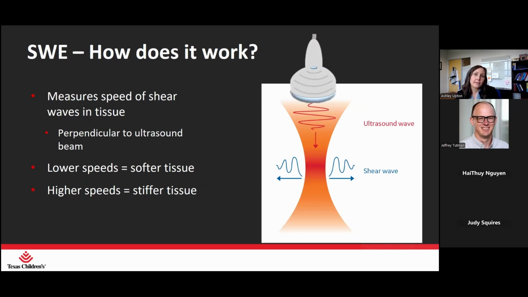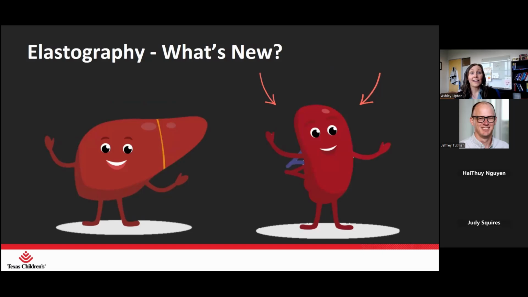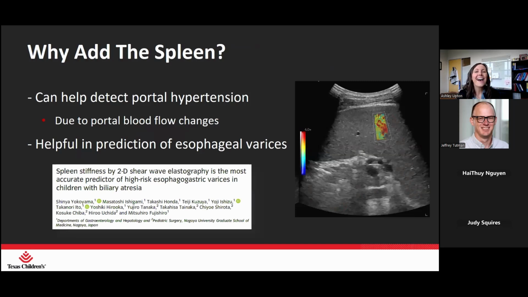How does shear wave elastography work? Well, it measures the speed of the shear waves as they travel through the tissue in the body. And these shear waves are perpendicular to the ultrasound beam, as you can see in this diagram. What to remember is the lower the shear wave speed, the softer the tissue. The higher the shear wave speed, the stiffer the tissue is. Liver elastography has been around for a while, and it's frequently used when checking for liver fibrosis. But now there is another organ that is being sampled with elastography for portal hypertension, and that is the spleen.